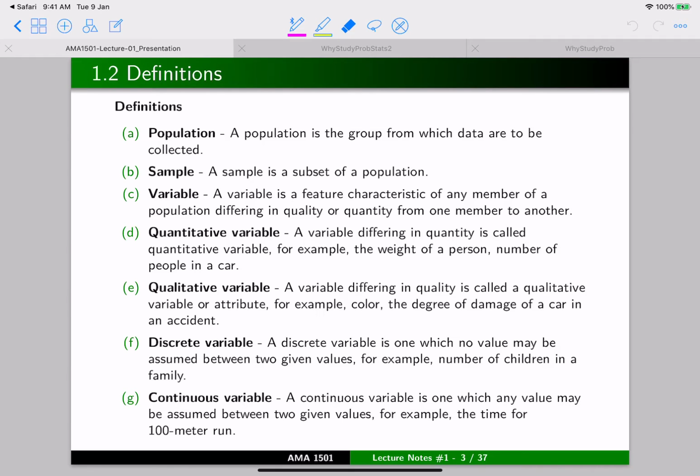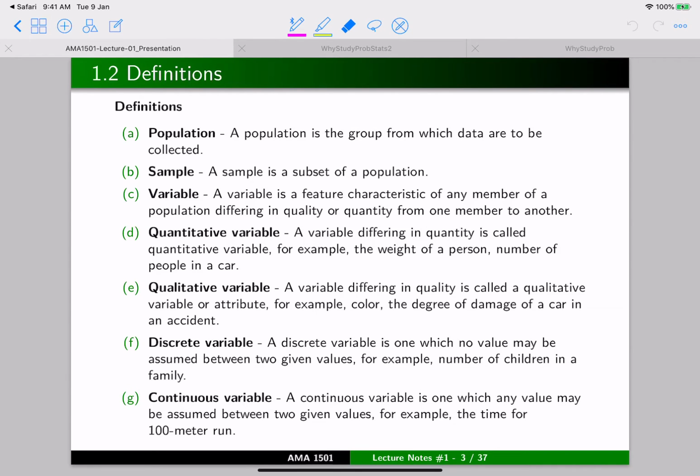So some technical terms. A population basically is a group from which the data are to be collected. A sample is just a subset of the population. A variable we are interested in looking at is a characteristic of any member of a population, like height, weight, or students' tendency to do well.